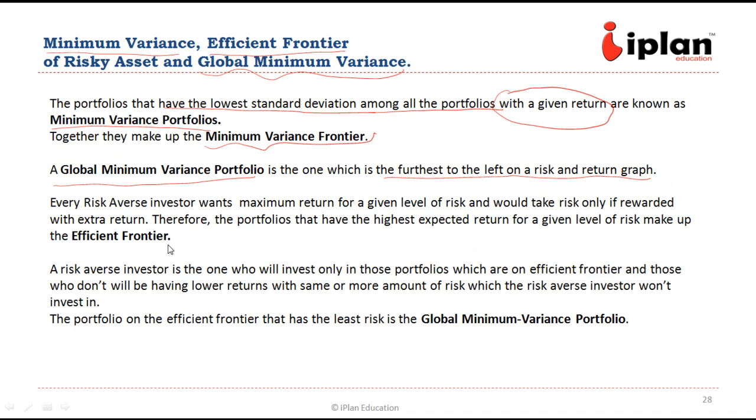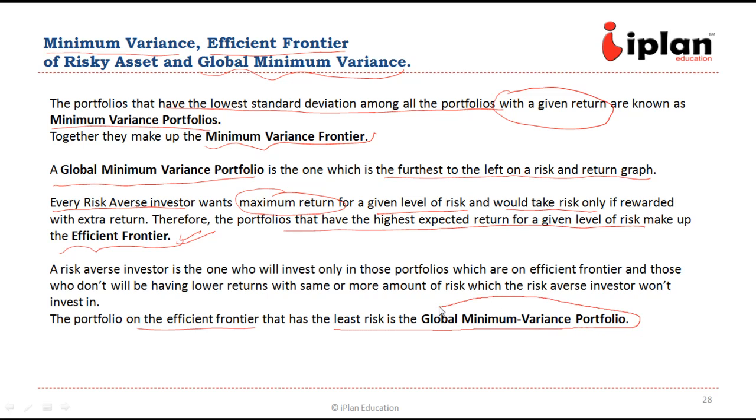Every risk-averse investor wants maximum return for a given level of risk. This is the definition of a risk-averse investor, and he would take risk only if a premium is given to him. So the portfolios that have the highest expected return for a given level of risk make the efficient frontier. And on this efficient frontier, the portfolio which has the least risk is the global minimum variance portfolio.